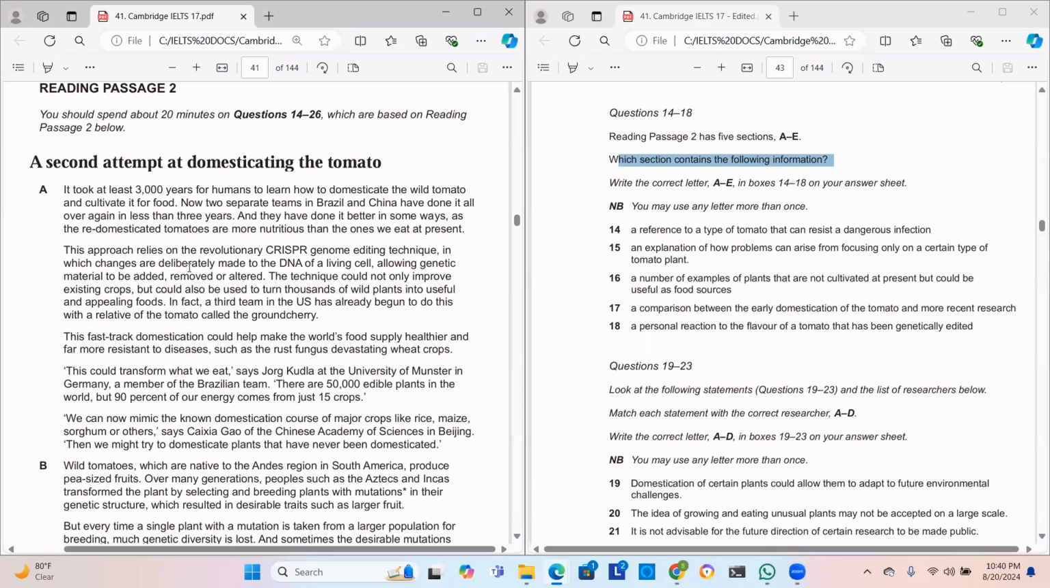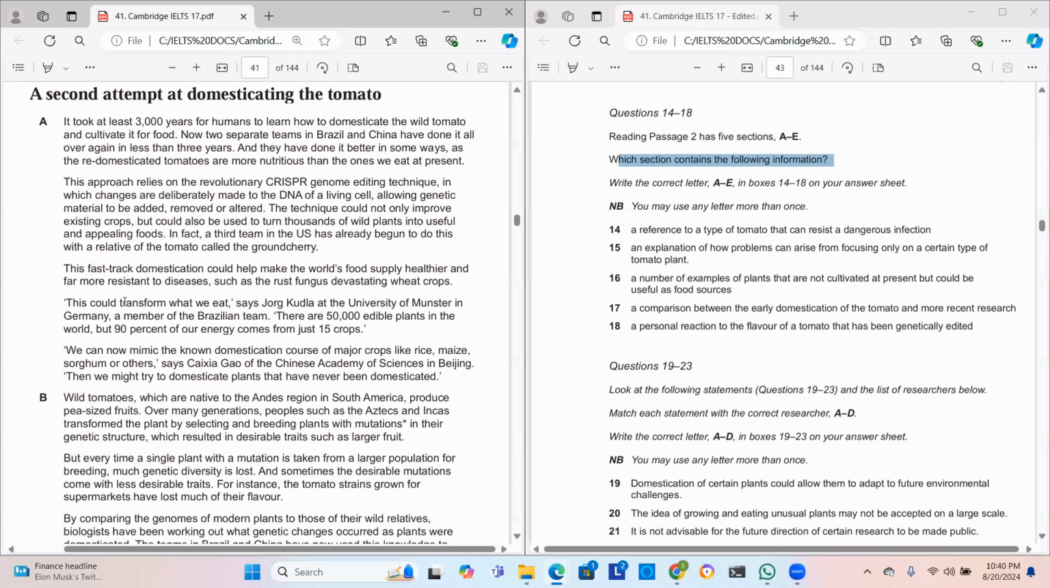Okay. This approach relies on the revolutionary CRISPR genome editing technique, in which changes are deliberately made to the DNA of a living cell, allowing the genetic material to be added, removed, or altered. The technique could not only improve existing crops, but could also be used to turn thousands of wild plants into useful and appealing foods. In fact, a third team in the US has already begun to do this with a relative of the tomato called ground cherry. Okay, right. So far, it's good. This fast-track domestication could help make the world's food supply healthier and far more resistant to diseases, such as the rust fungus devastating wheat crops. Okay. So this could transform what we eat, says Jörg Kudla at the University of Münster in Germany, a member of the Brazilian team. Okay.